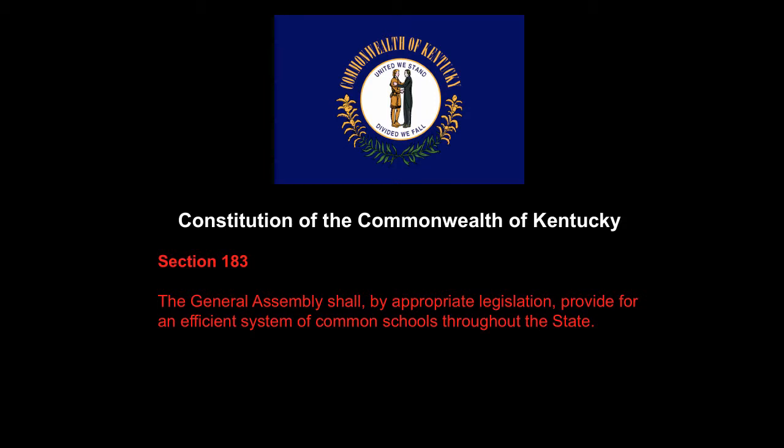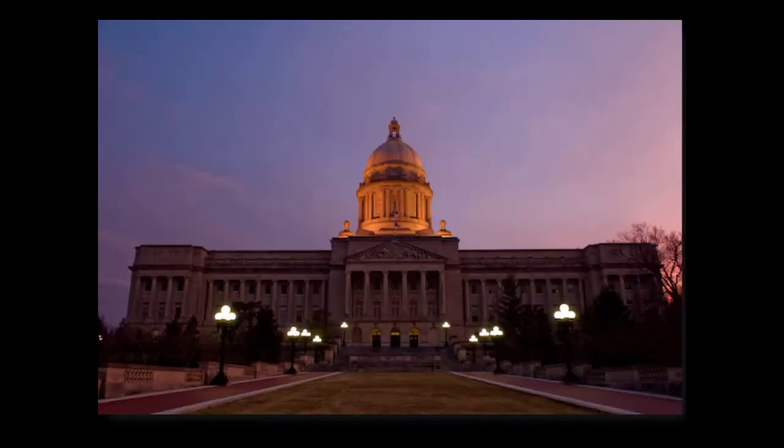Here we are, the Constitution of the Commonwealth of Kentucky. In Section 183 of our Kentucky Constitution, passed in the late 1800s, we have that the General Assembly shall, by appropriate legislation, provide for an efficient system of common schools throughout the state. Wonderful. So now what do we have? We have the General Assembly having ultimate responsibility for all educational aspects when it comes to schools in Kentucky. So that gives the General Assembly a really big role in education.